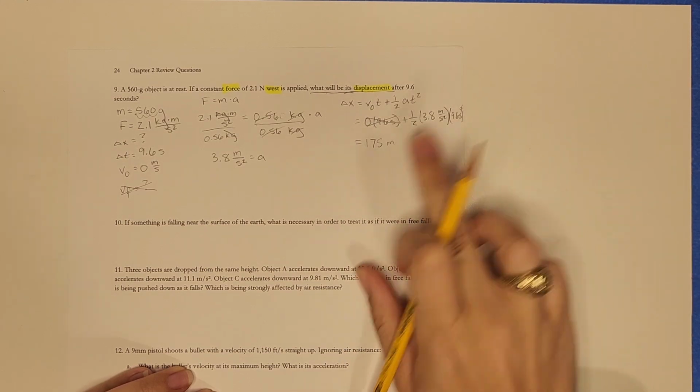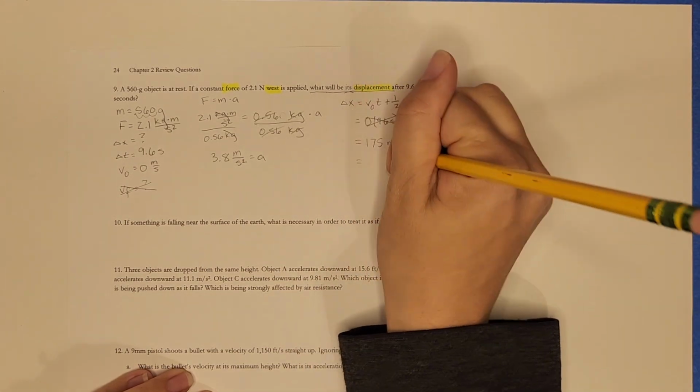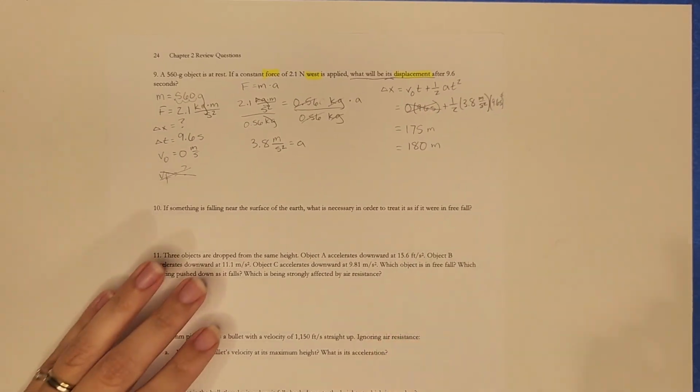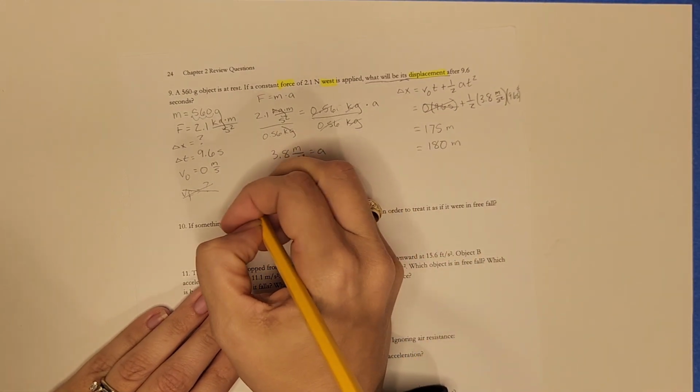But let's look at significant figures. We have 2 and 2. So we need to round this. Equals 180 meters. Okay, so now let's write out that answer.